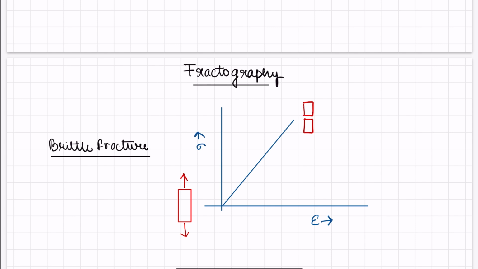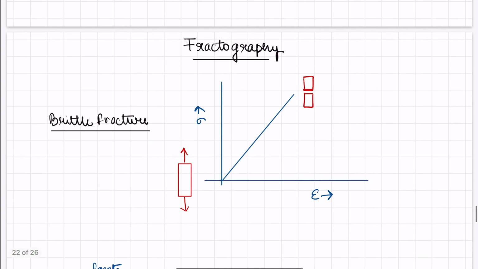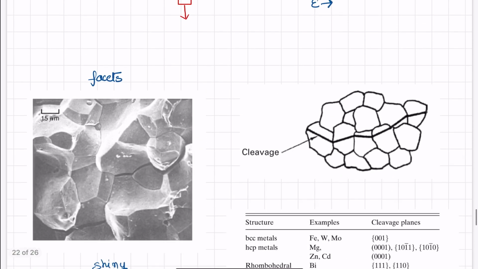And if you enlarge the fracture surface or see under SEM, you can observe there are faceted features. These are the faceted features. This you generally have observed in a temple where the prasad which is given has a faceted surface. And why does this faceted surface appear on the fracture surface of a brittle material?